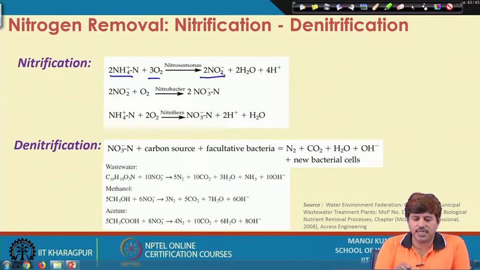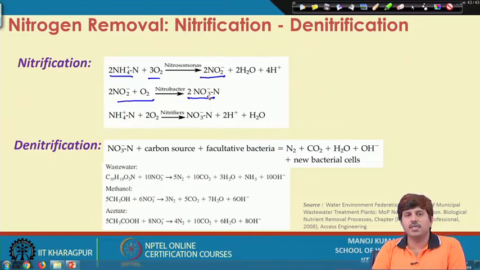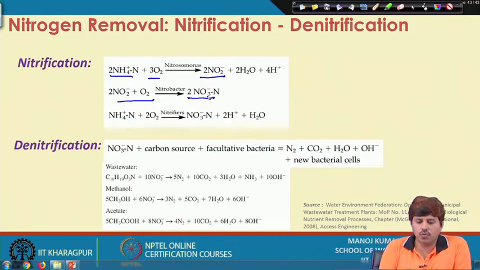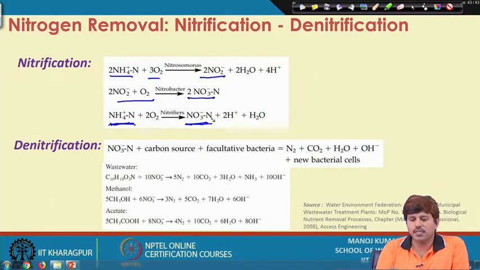So, the reaction is like this. We have nitrification: the ammonia reacts with oxygen to form nitrite, then this further reacts with oxygen to form nitrate nitrogen. So, overall, the ammonia nitrogen can be converted to nitrate nitrogen. This dash N simply reflects that this is represented as nitrogen; we can remove that also, and the reaction will still be the same.